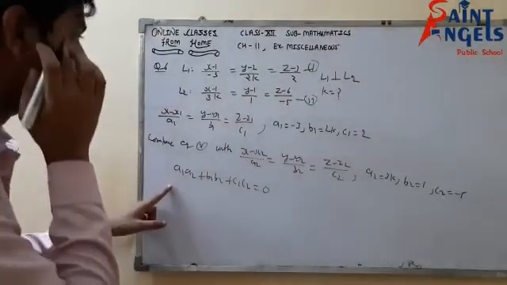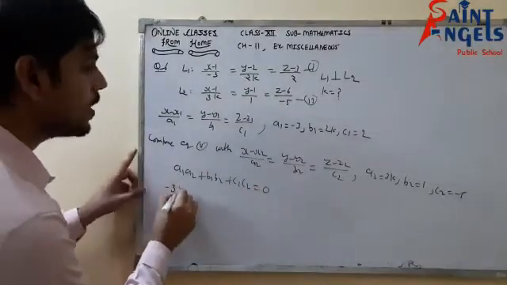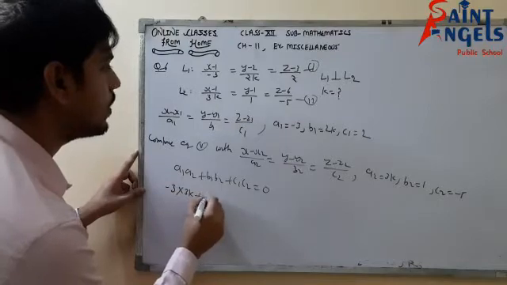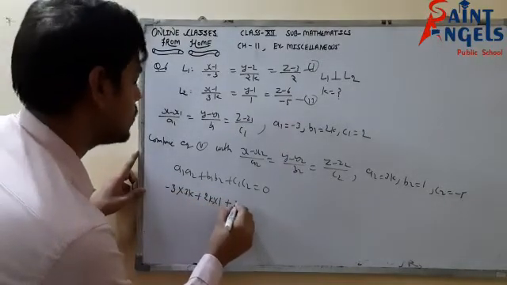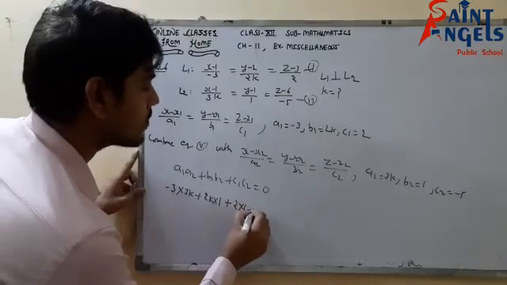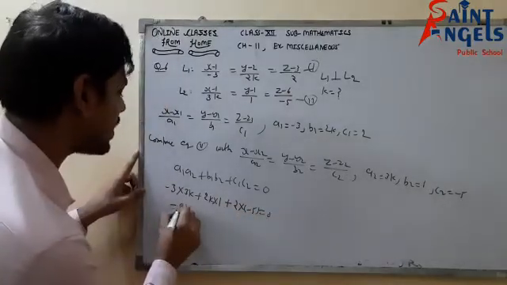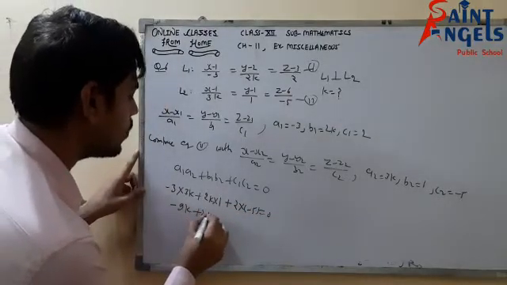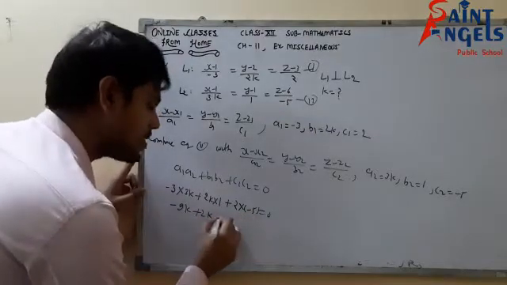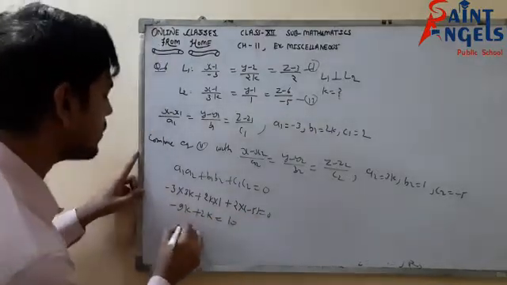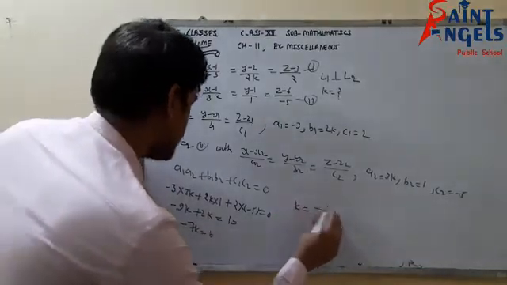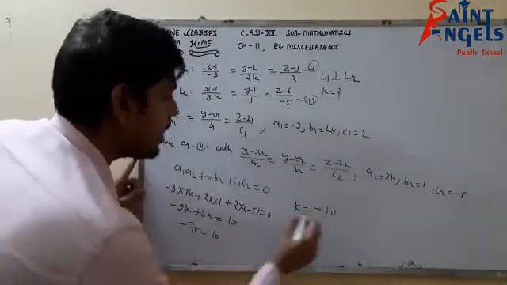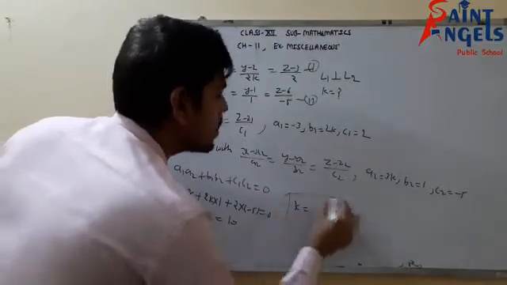Now put all the values. a1 is minus 3, a2 is 3k, b1 is 2k and b2 is 1, c1 is 2 and c2 is minus 5, equals 0. So that would be minus 9k plus 2k, and 2 times minus 5 is minus 10. So minus 7k minus 10 equals 0, so 7k equals minus 10, and k equals minus 10 upon 7. So this is the answer.